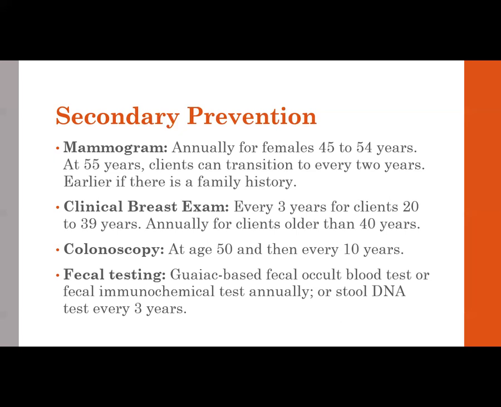A colonoscopy, which is just an imaging test of the colon for any abnormalities using a colonoscope. And this should be at age 50 and then every 10 years. Fecal testing, which usually they'll use a fecal occult blood test, which is basically a lab test used to check stool samples for hidden occult blood. And with it, this test should be annually, or stool DNA test every 3 years.